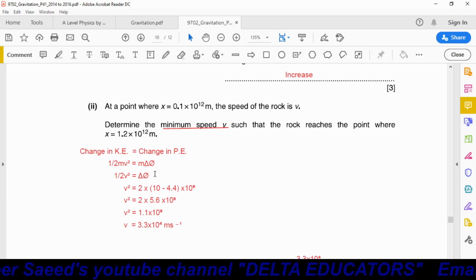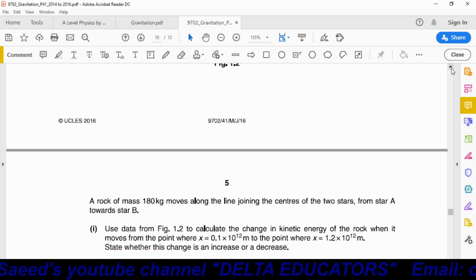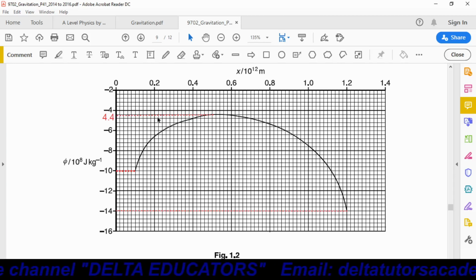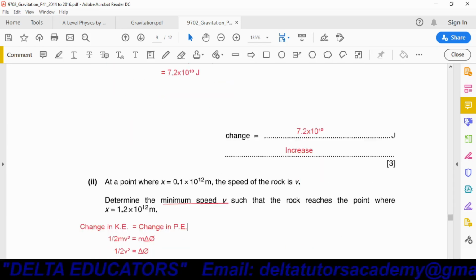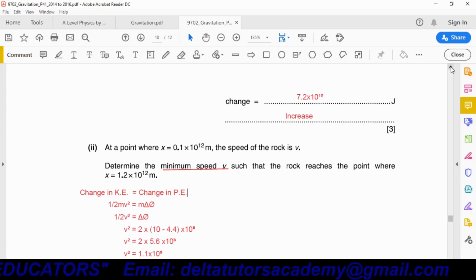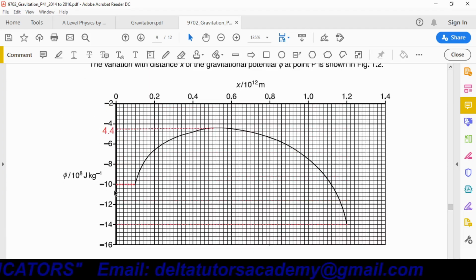Now what is the value of delta phi? The initial value for phi is 10, and we have just checked that at this point velocity will be minimum. So at this point the potential is 4.4. So the difference will be 10 minus 4.4. So the change in gravitational potential will be equal to 10 minus 4.4 into 10 power 8.